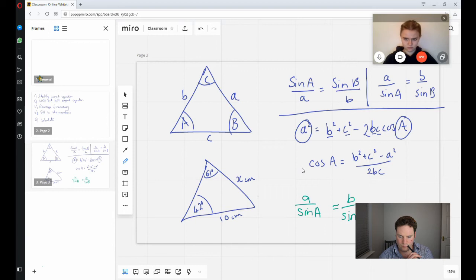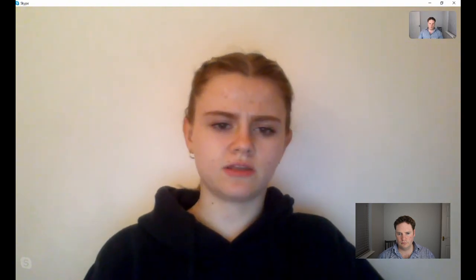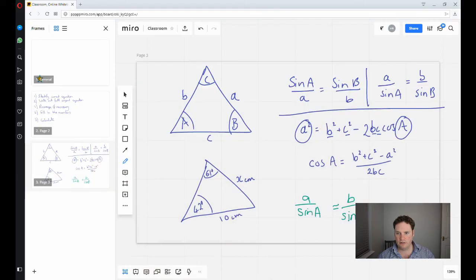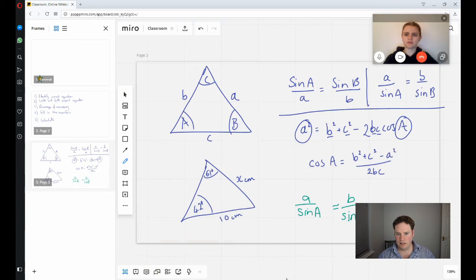And then rearrange. Oh, do I need to? Wait. Does it matter which side is labelled A and which side is labelled B? No, it really doesn't matter as long as the A's are opposite sides and angles, and B's are opposite sides and angles.